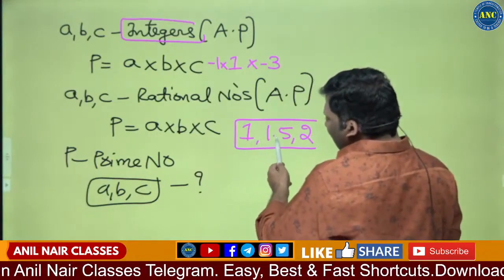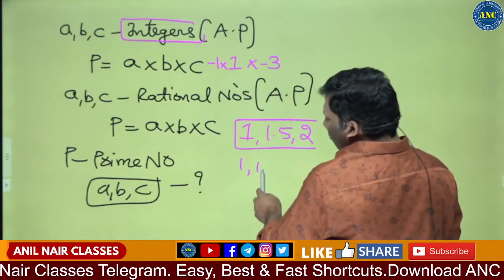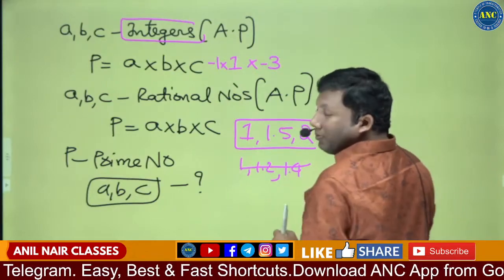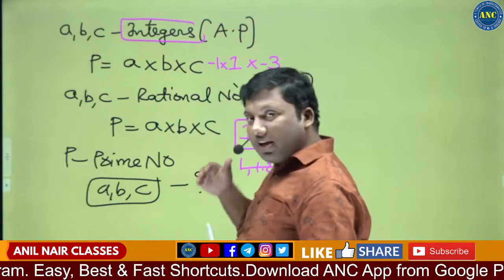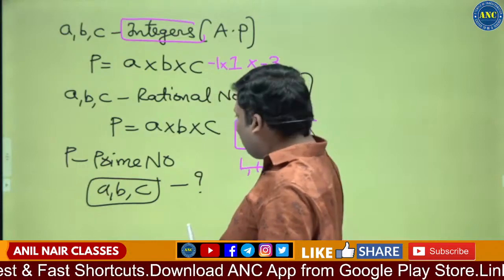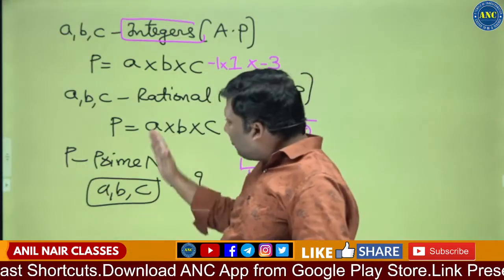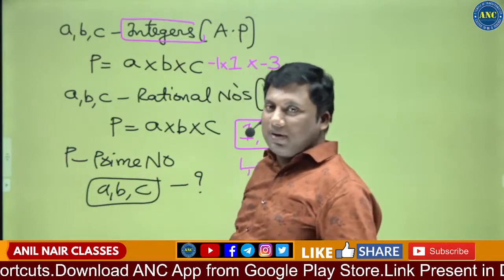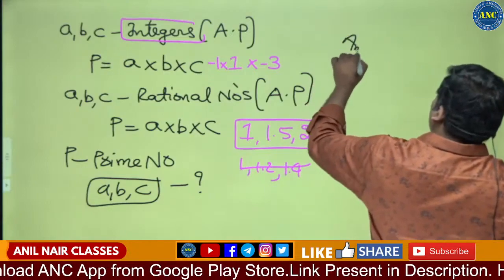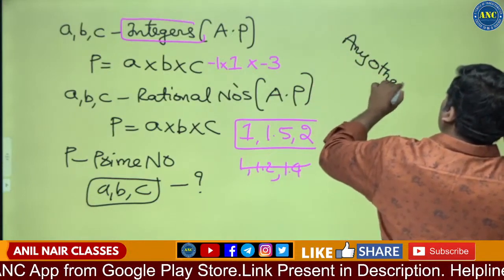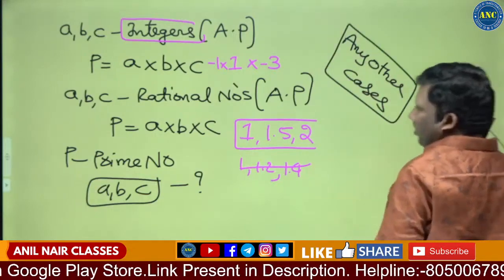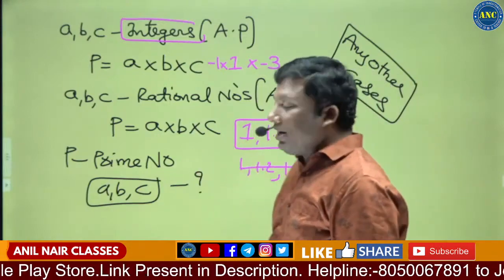Suppose I take any other difference: 1.2, 1.2, again 0.2 difference, 1.4. The resultant should get cancelled. These two cases I told you: A, B, C are integers in AP, minus 3, minus 1, 1, and 1, 1.5, 2 when they are rational numbers. Please comment and tell me whether any other cases are possible. This is food for thought for you, to think whether any other cases are possible other than these two cases.